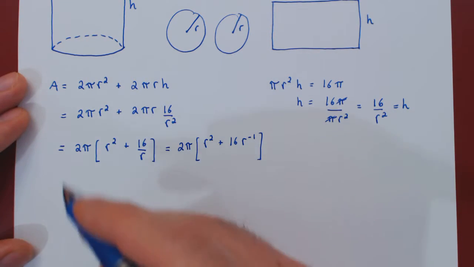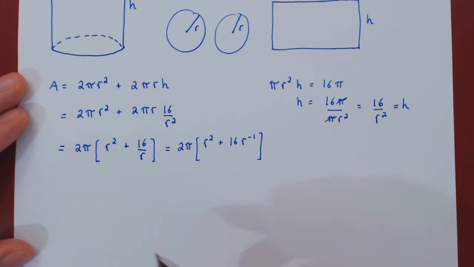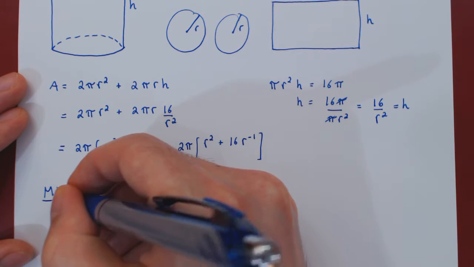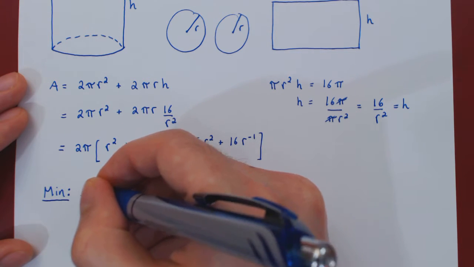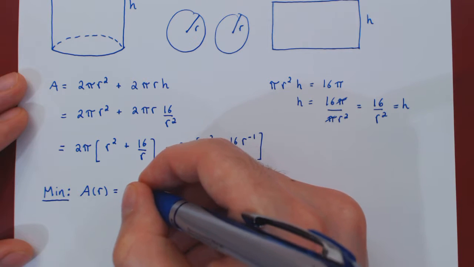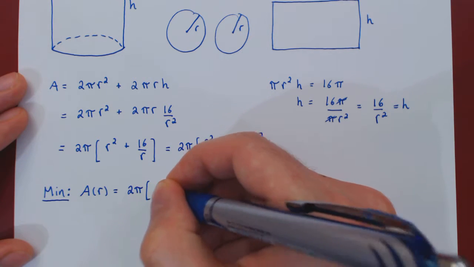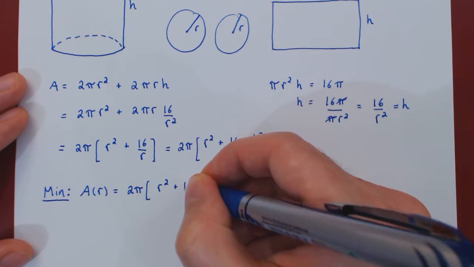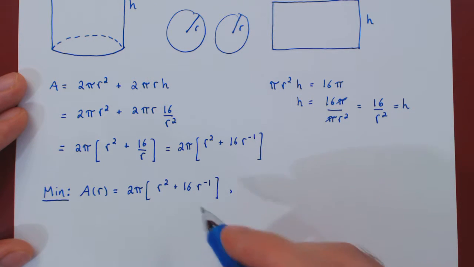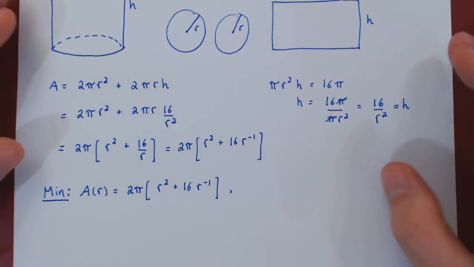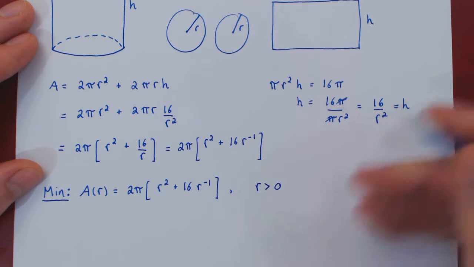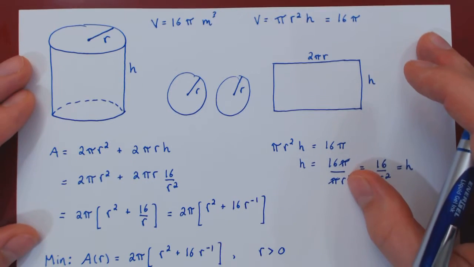So what is our objective? To minimize this function of r. So A is a function of r now: 2 pi times r squared plus 16 r to the negative 1. And do we have a range for r? Well, r must be clearly positive, as it is the radius of a circle.